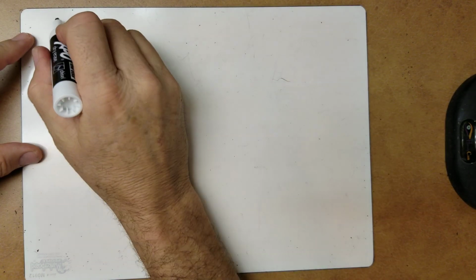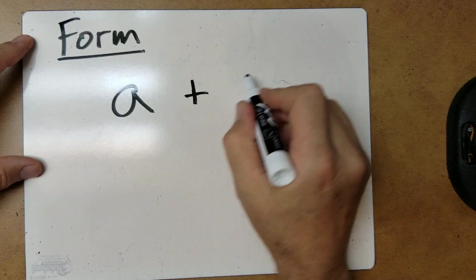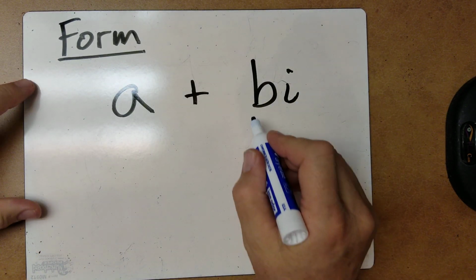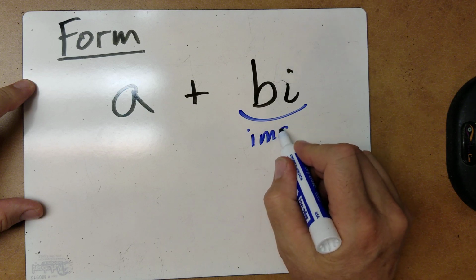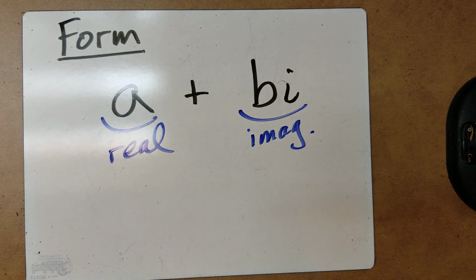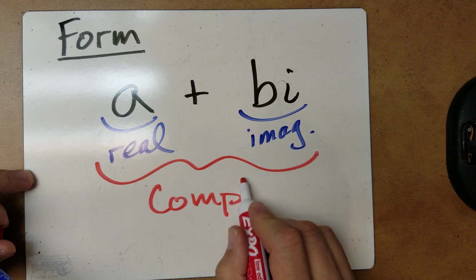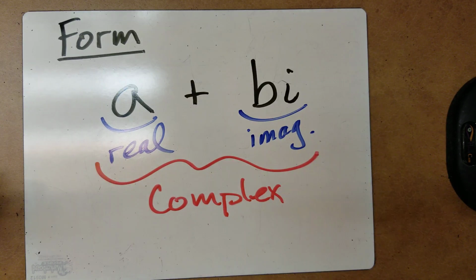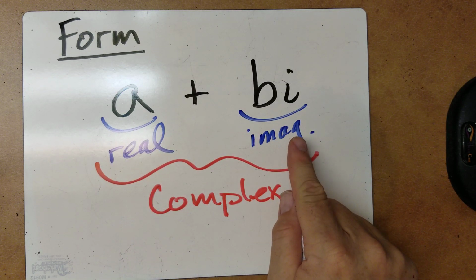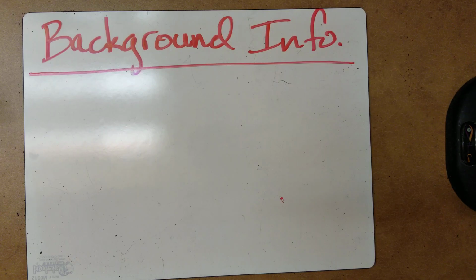So there's a form of complex numbers, and the form is this: a plus bi. And they're called complex numbers because they contain both an imaginary part and a real part. And when you combine them together, you end up with a complex number. For your information, this is the form that we typically like seeing it. We like the real number first, plus or minus there, and then the imaginary number second.